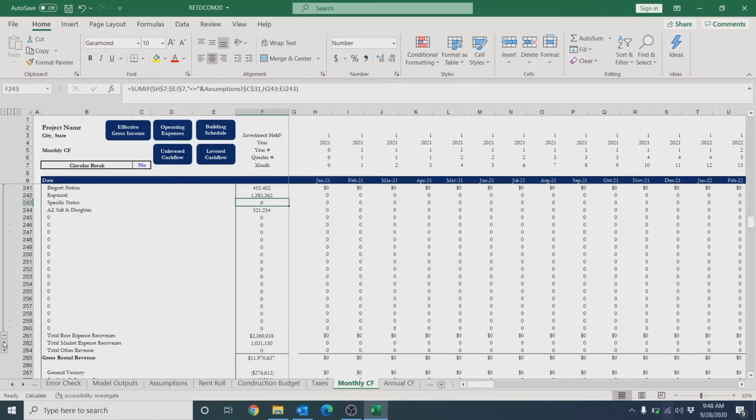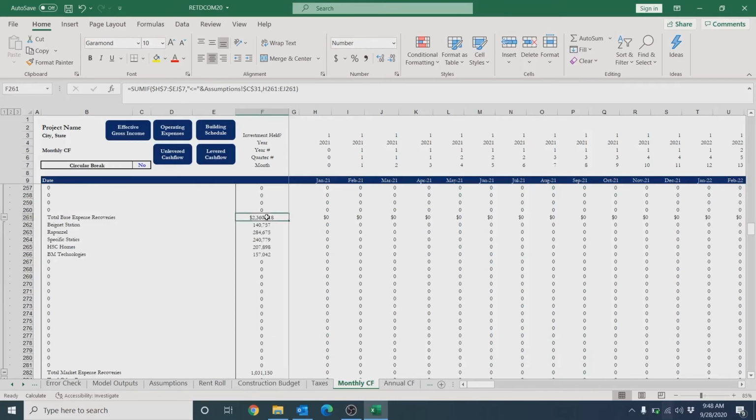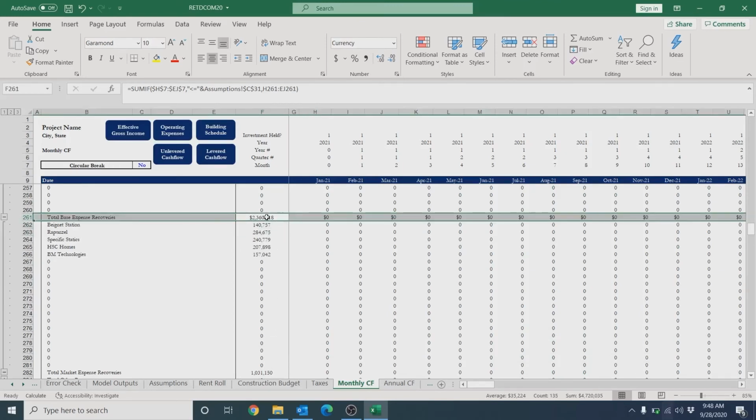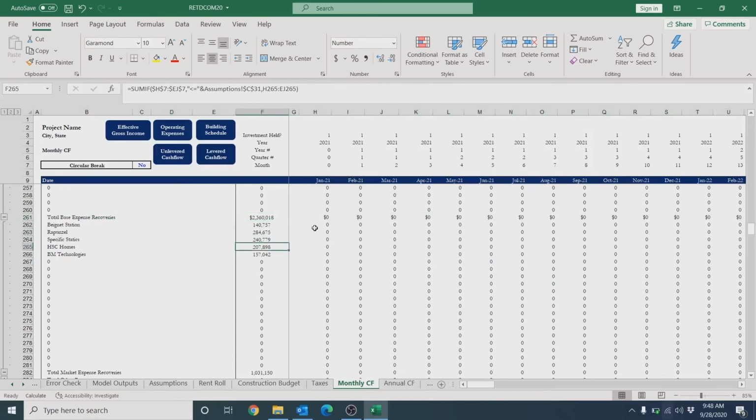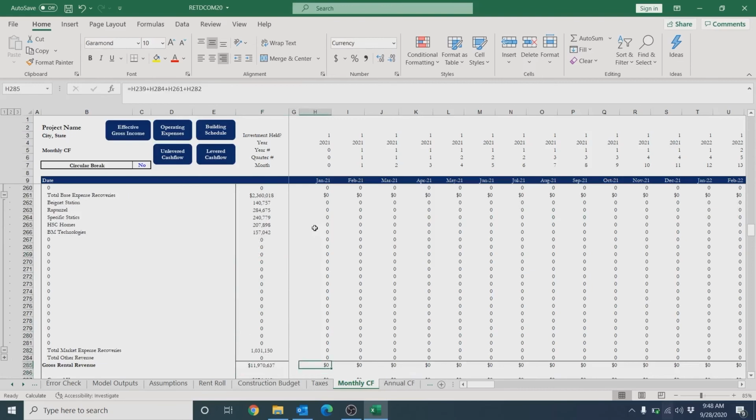This works the same for our market expense recoveries, which are located in rows 261 through 281. In this example, all of them are triple net leases. From there, the expense recoveries are summed to come to a gross rental revenue.